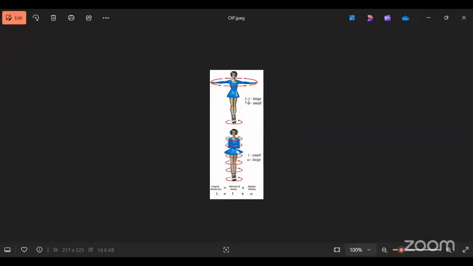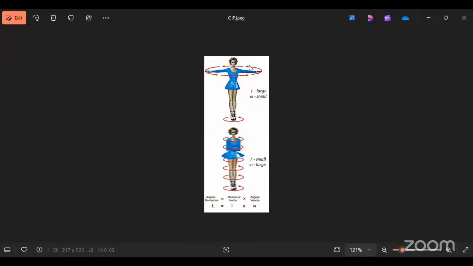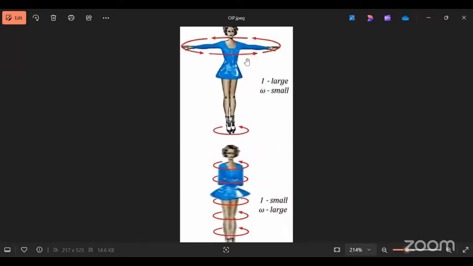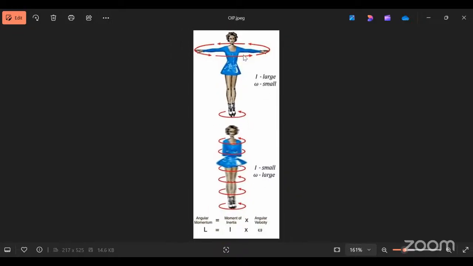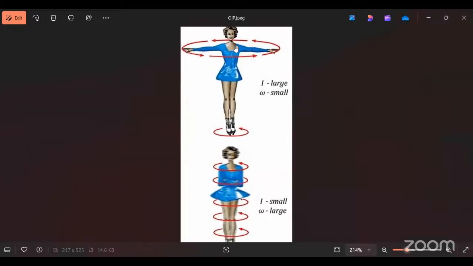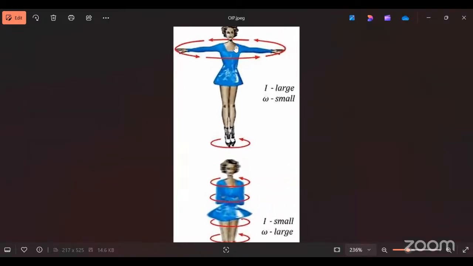Now see here that image. In the first case, you are watching that a girl opens her hands. If she opens her hands, her moment of inertia is large. Why is it large? Because I is equal to mr square. This means that her moment of inertia increases because her distance increases. And if the distance increases, omega will be small.